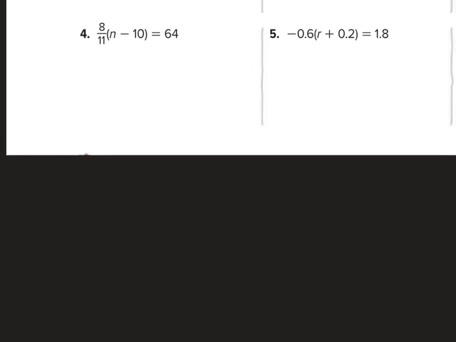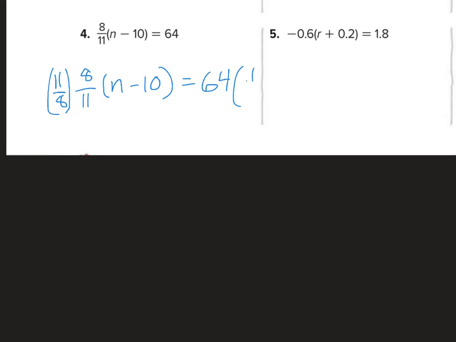For number 4, I'm going to rewrite it. So 8/11 times n minus 10 equals 64. And if you multiply by the reciprocal of 8/11, it'll be 11 over 8. So then 11 over 8 times 8 over 11 is just 1. So I'm left with n minus 10 on the left.